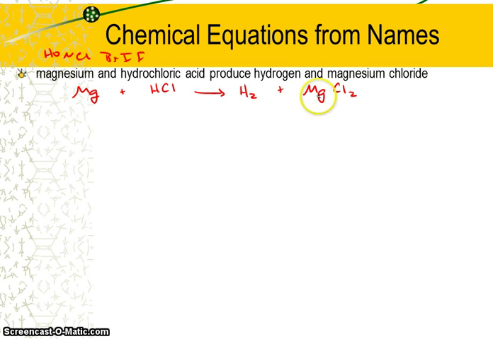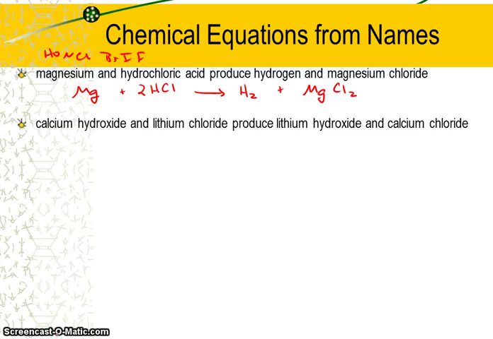1 magnesium, 1 magnesium, 1 hydrogen, 2 hydrogens, so that'll give us 2 hydrogens on both sides. Now we've got 2 chlorines and 2 chlorines. So we have a balanced equation. We also have an element reacting with a compound to give us a different element and compound, so it's a single displacement reaction.